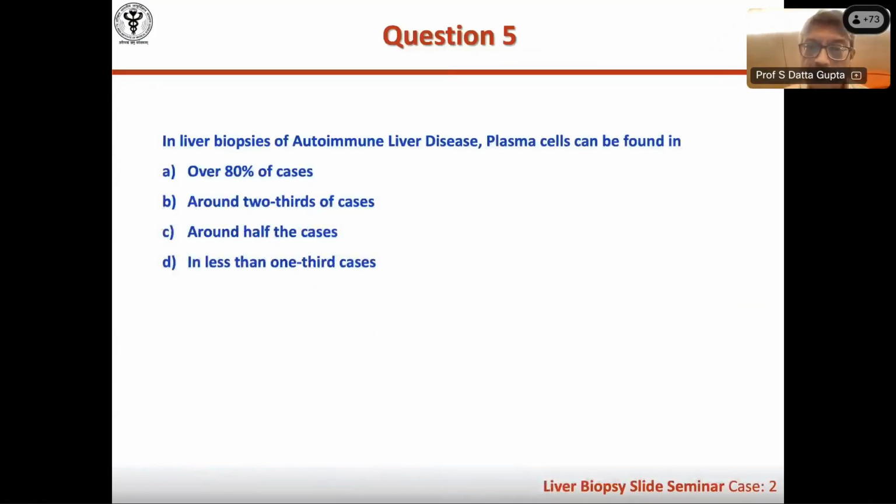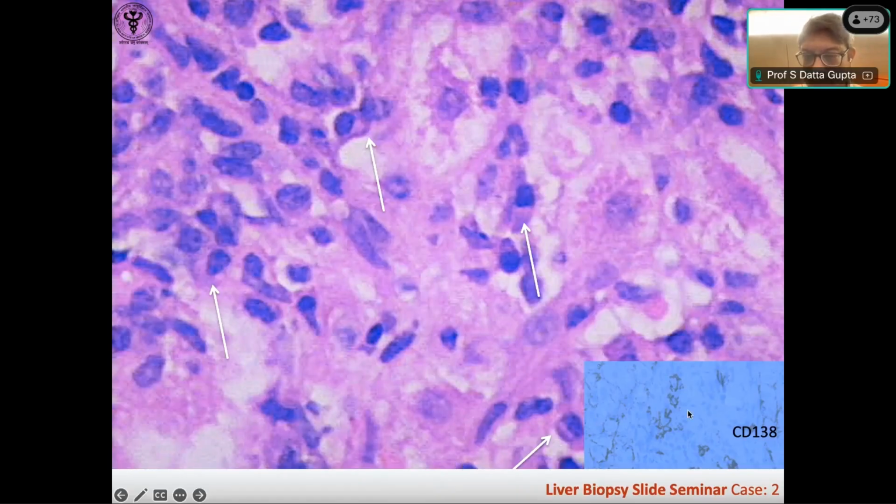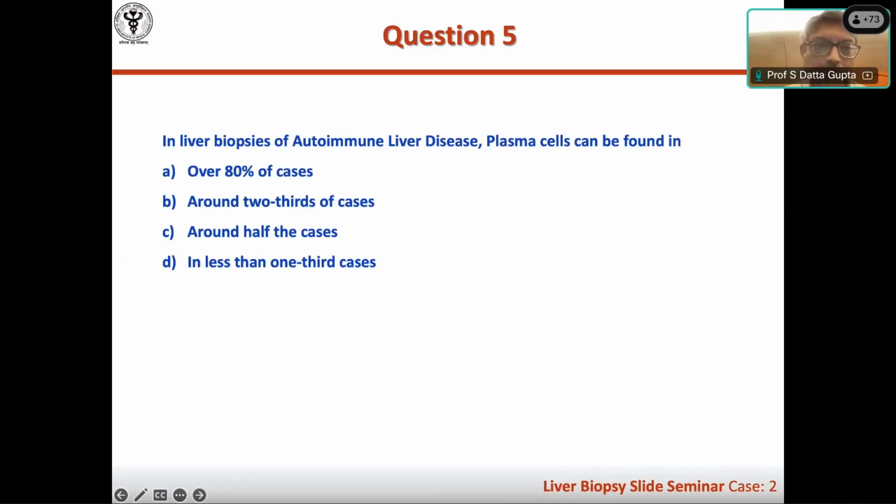So next, we saw plasma cells. In how many cases will you see plasma cells in autoimmune hepatitis? Anyone? Over 80%, two-thirds, half the cases, less than one-third? Most of them say A, sir, in more than 80% of cases. Okay, anyway, these are plasma cells. You can do CD138, it's not necessary, but you can do it. What is B, Prabhakar? Two-thirds of cases.